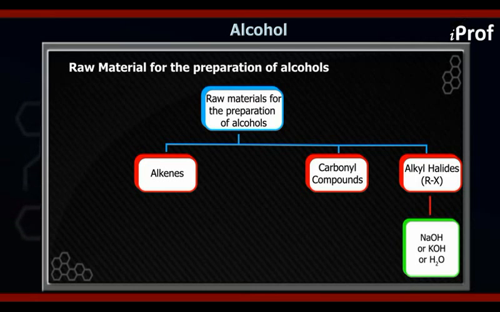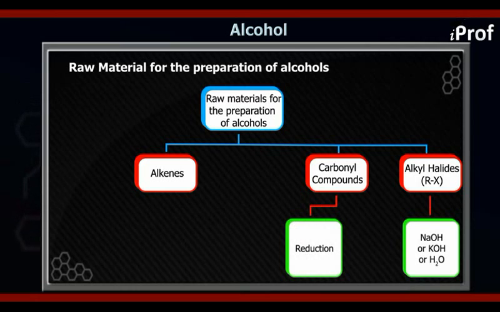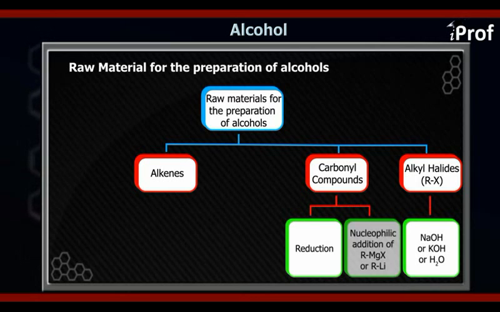Now for the carbonyl compounds, there are two methods to prepare alcohols. One is the reduction of the carbonyl compounds, and the second is the attack of RMgX, that is Grignard reagent, or organolithium compounds on the carbonyl compounds. And when we say carbonyl compound, we have different types: aldehyde, ketone, ester, alkanoyl chloride, that is RCOCl, and carboxylic acid. These are the different types of carbonyl compounds for either the reaction with RMgX or for reduction.